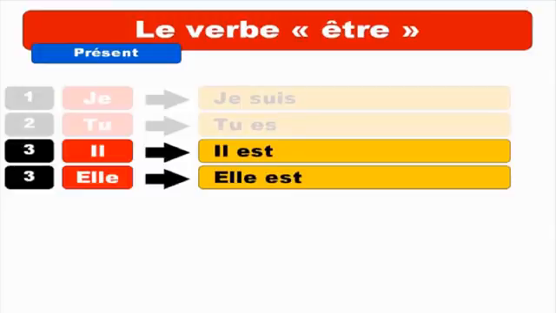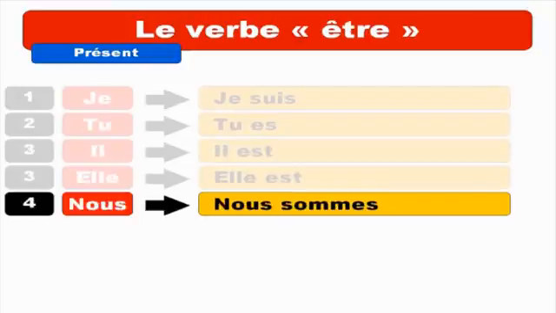Okay, and the form for elle, elle est. Repeat. Okay, elle est. Then for nous, you've got nous sommes. Okay, final S is not pronounced. Nous sommes. Repeat. Nous sommes.